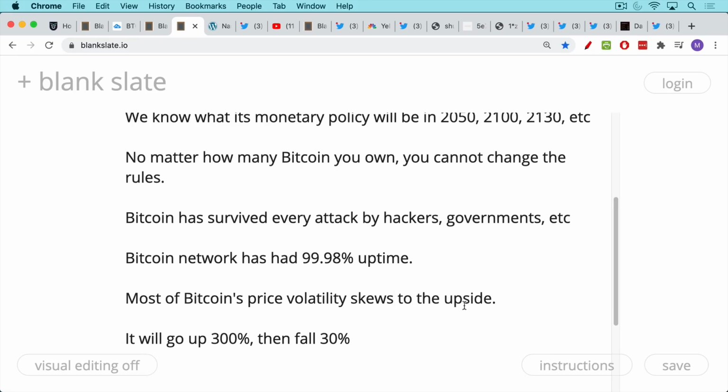Bitcoin's price has been volatile, but most of that volatility does skew to the upside. So the real risk is being short Bitcoin or not owning it. This is something that will go up 300%. No one will comment on it. And then when it falls 30% or 20%, Peter Schiff will come out and say, "I told you so." Meanwhile, Bitcoin has moved from a couple hundred dollars when he first got bearish on Bitcoin to north of $50,000 as we speak.